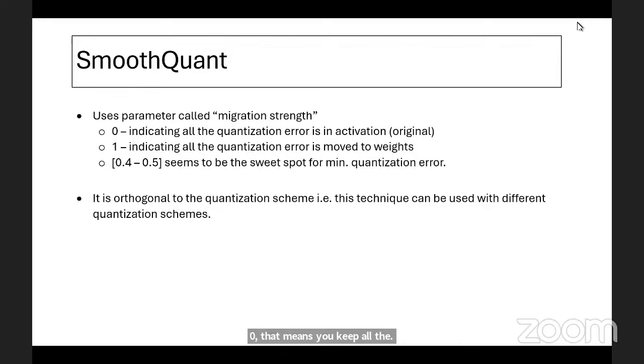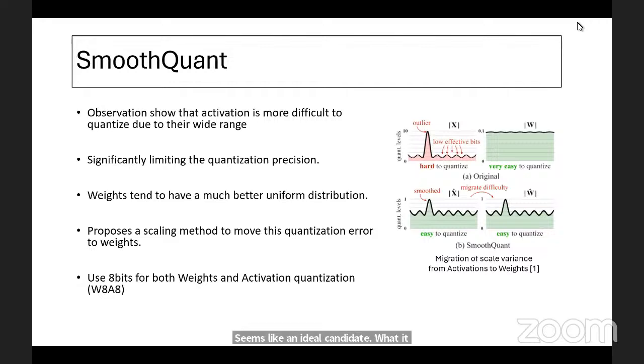If it is 1, you're essentially trying to transfer all the variability of the activations into the weights. And with the heuristics, they find that anywhere between 0.4 to 0.5 seems like an ideal candidate. What it means is you're essentially trying to minimize the noise from quantization. So you're essentially trying to distribute the noise across weights and activation equally, and that gives you a better performance.